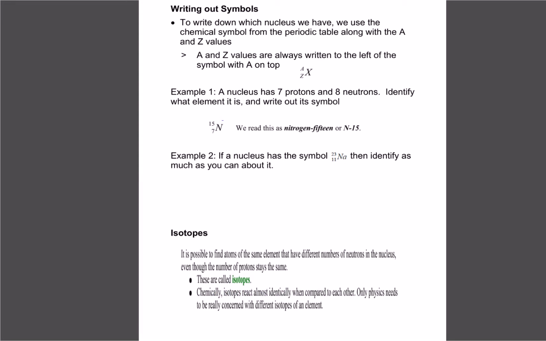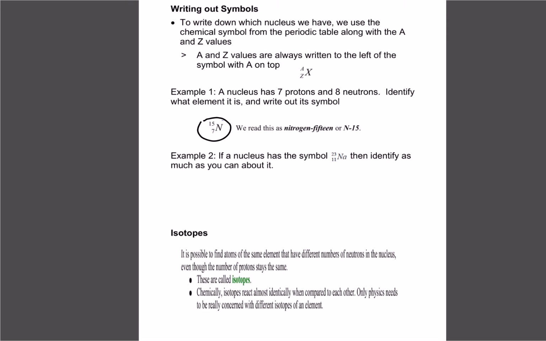Okay, so let's look at this one. If we have 15 and 7, that's for nitrogen. So nitrogen is 7 on our periodic table. So we have 7 protons, and 8 neutrons would give us 15. So we write it as 15, and we name that as nitrogen 15 or N15 for that chemical.